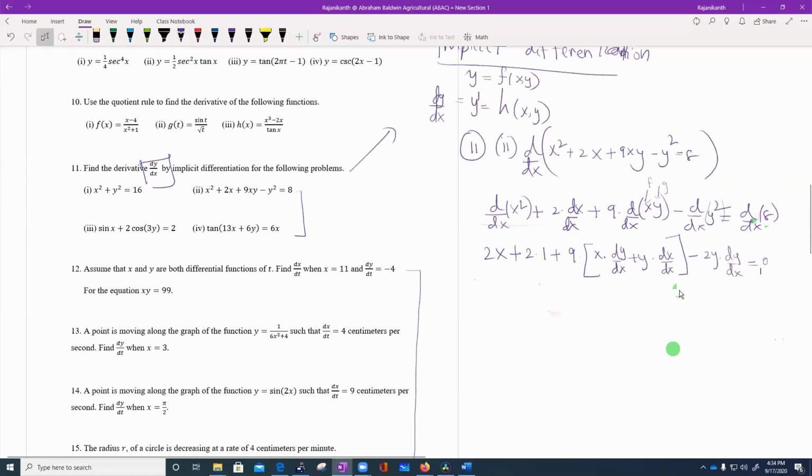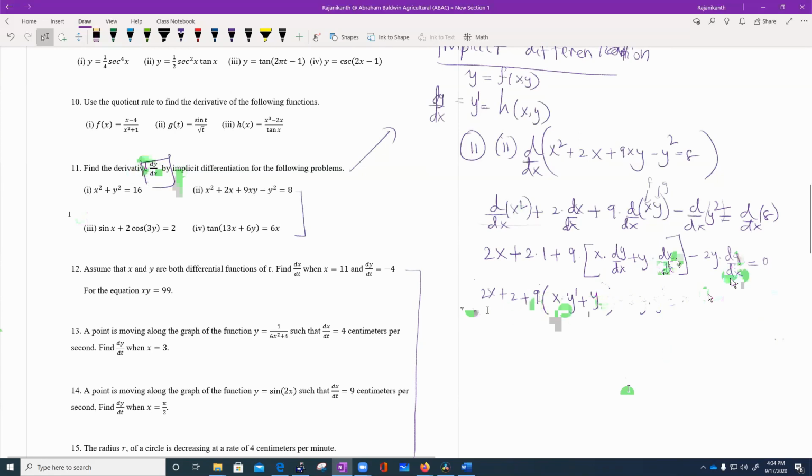So now simplify everything. 2 times x, 2x plus 2 plus 9. Inside, let me write dy over dx as y prime, plus y. dx over dx is again 1. 1 times y is simply y, right? Minus 2y, again dy over dx, let me call it y prime. What was the question actually? The question is finding dy over dx, y prime, right?